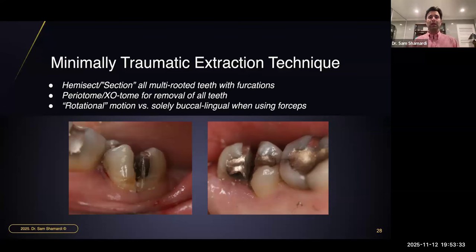And again, in utilizing our periotomes and exotomes, we're going to be able to atraumatically remove each of these individual parts without putting that force on that buccal plate, which is so critical. And last but not least, once we've sectioned these teeth, for those instances where we are going to then, once we've done the majority of the work, grab them with our forceps, what we're going to understand is that we're going to change the way we create our motion.